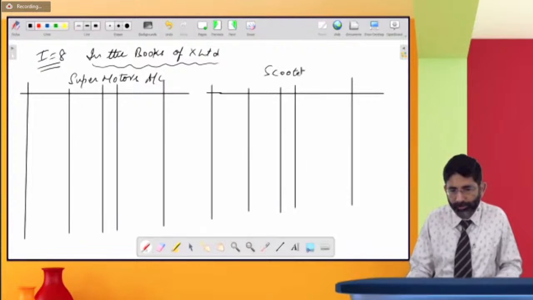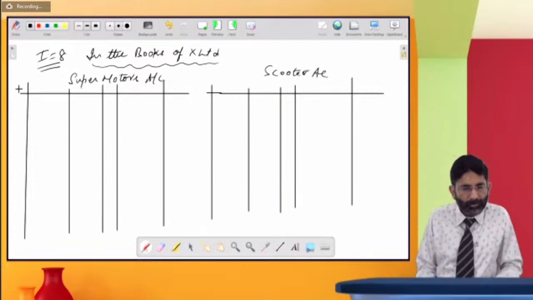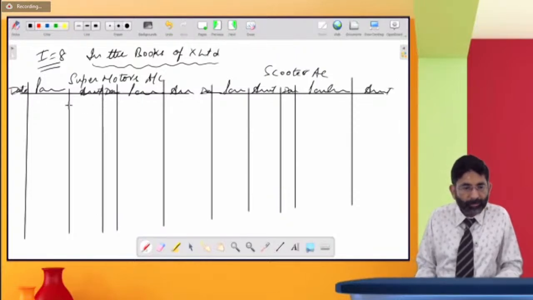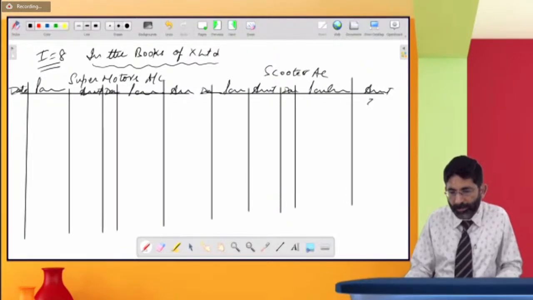Scooter account. So it is date, particulars, amount, date, particulars, amount, date, particulars, amount, date, particulars, amount. Write it properly as it will give you marks in your exam. So here it should be rupees which you have to mention.